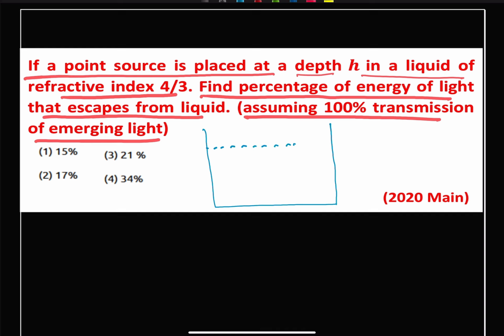Suppose this is the height of the liquid, and we have a point source, and this point source will be able to transmit the light in something like this shape, and beyond this point it will result in total internal reflection. Let us suppose this angle is our beta, so this angle will also be equal to beta, and h is the height of the liquid, and we are given that the refractive index of the liquid is 4/3, so we have mu equal to 4/3.